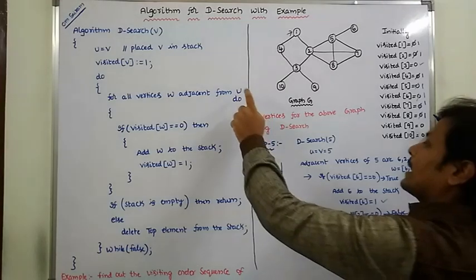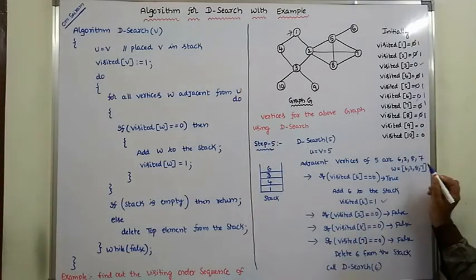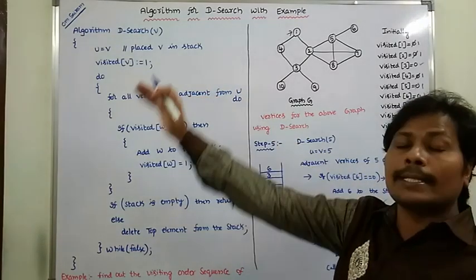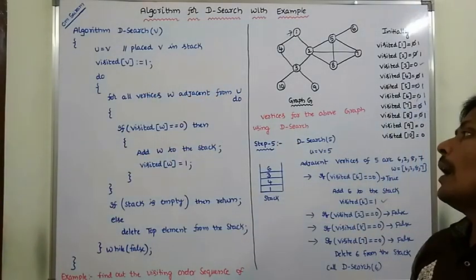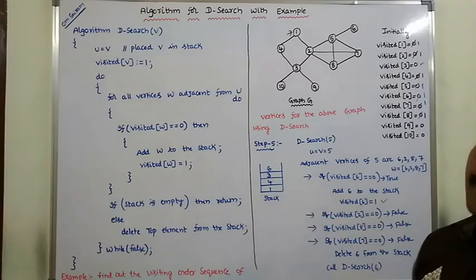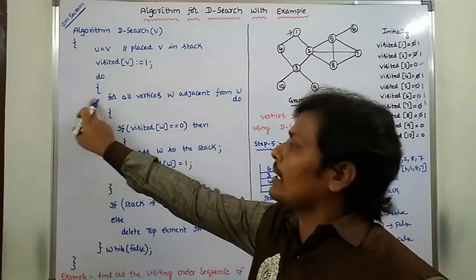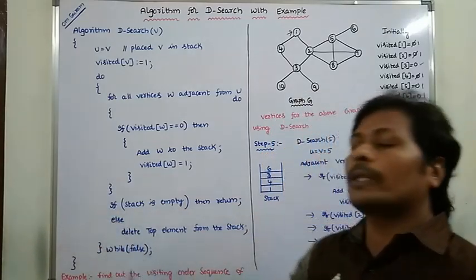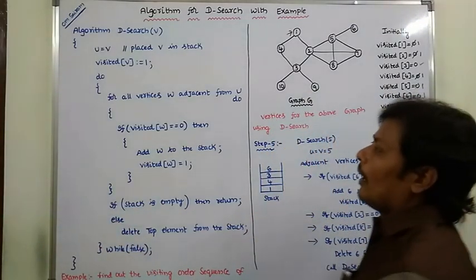So now vertex 5 has the adjacent vertices 6, 2, 8, 7. All are completed. There are no vertices adjacent to u that are not visited. Okay. Now this condition is false. Again control goes to the next statement after the for loop.